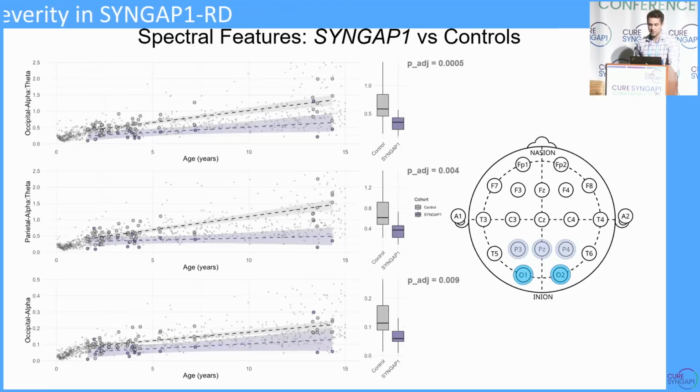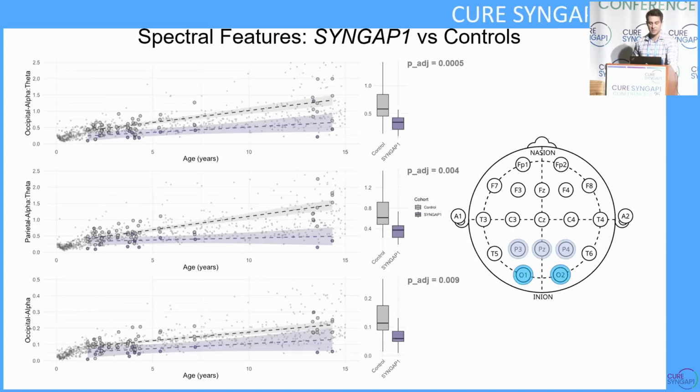After testing for differences between the two groups across all of our 54 spectral features, these were the only terms that survived multiple testing correction. And those are occipital alpha theta, parietal alpha theta, and occipital alpha. All 3 of these were in the feature importance plot that we saw before.